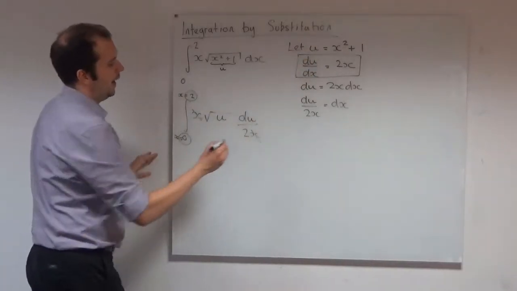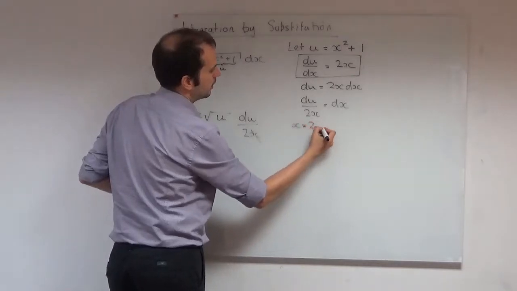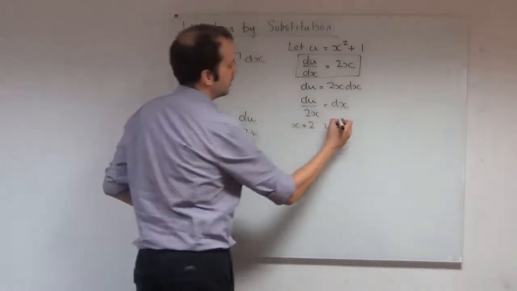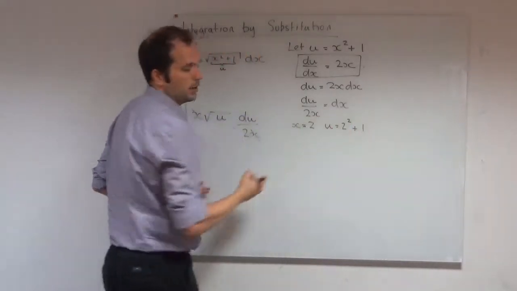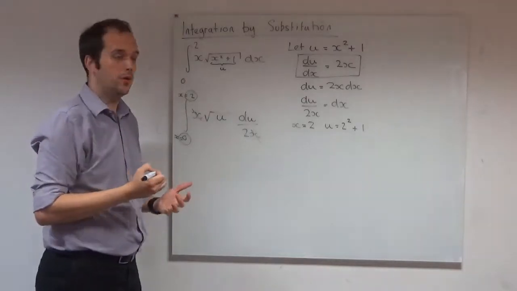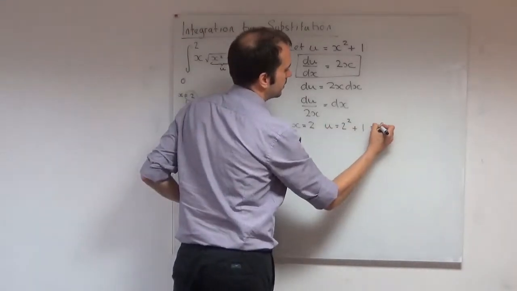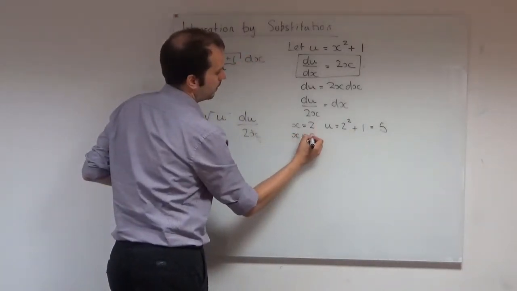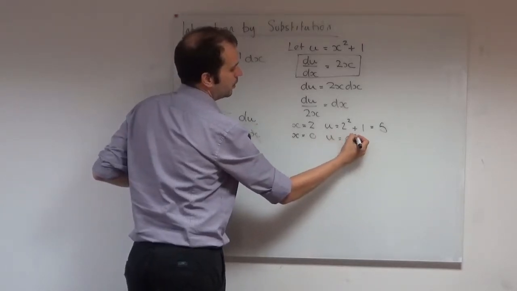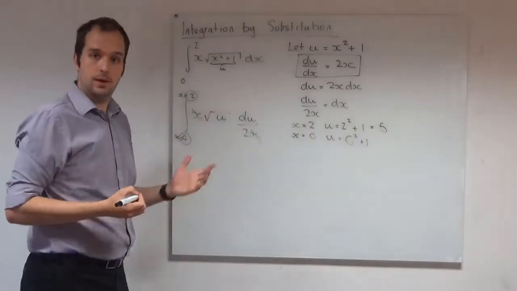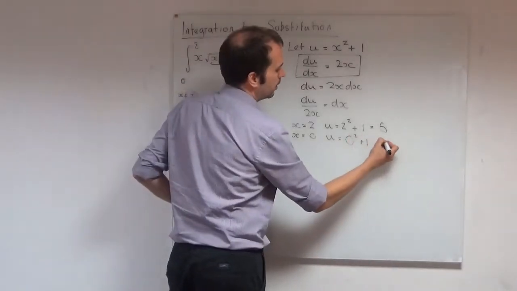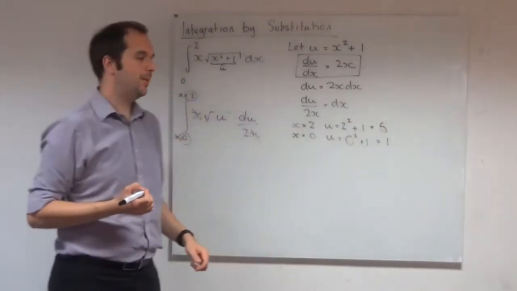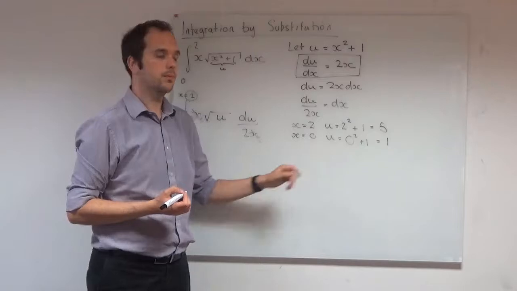So what we say is when x is equal to 2, our u is equal to x squared, so it would be 2 squared plus 1. Well, 2 squared is 4, 4 plus 1 is 5. And when x is 0, I get that u is 0 squared plus 1. Well, 0 squared is 0, so 0 plus 1 is 1. So I've actually got two new limits, but this time they're in terms of u.